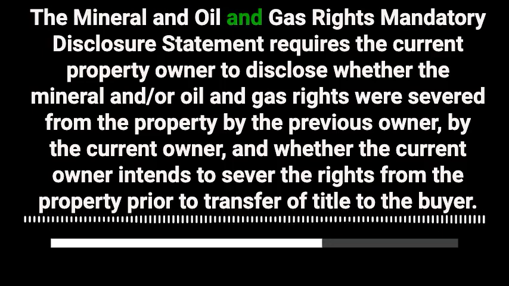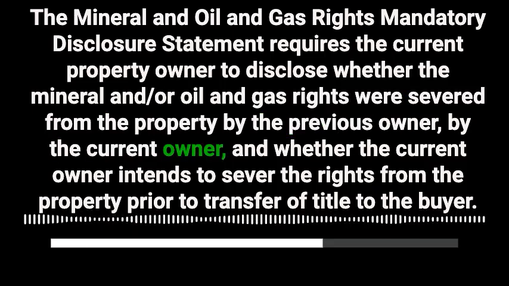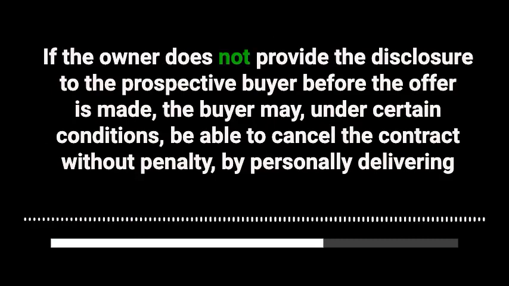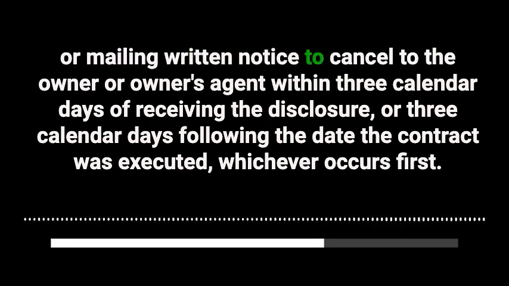The mineral and oil and gas rights mandatory disclosure statement requires the current property owner to disclose whether the mineral or oil and gas rights were severed from the property by the previous owner, by the current owner, and whether the current owner intends to sever the rights from the property prior to transfer of title to the buyer. If the owner does not provide the disclosure to the prospective buyer before the offer is made, the buyer may, under certain conditions, be able to cancel the contract without penalty by personally delivering or mailing written notice to cancel to the owner or owner's agent within 3 calendar days of receiving the disclosure, or 3 calendar days following the date the contract was executed, whichever occurs first.